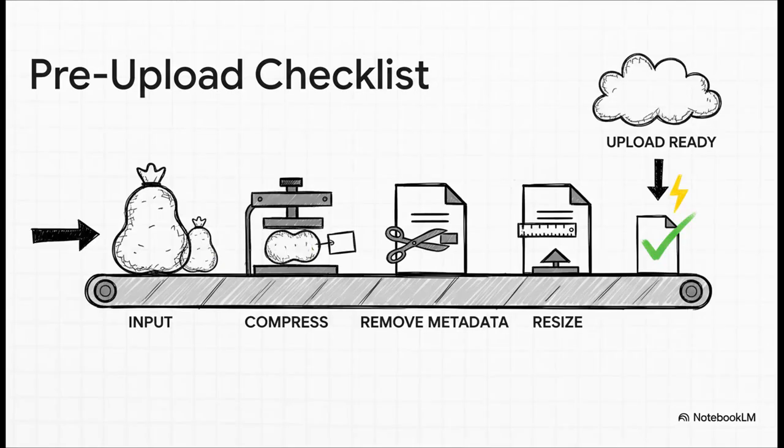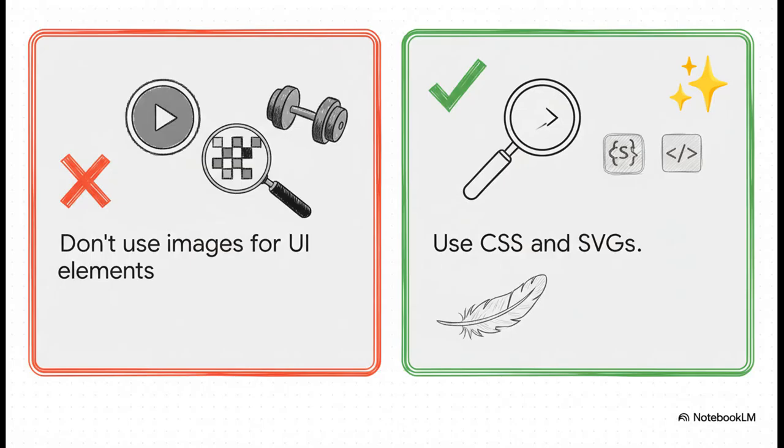And remember, optimization doesn't start in your code editor. It starts before you even upload the file. You should always run your images through a tool like Squoosh or TinyPNG first, strip out all the extra metadata you don't need, and, most importantly, resize them. If the biggest that image will ever be on your site is, say, 500 pixels wide, then please don't upload a 4K version.